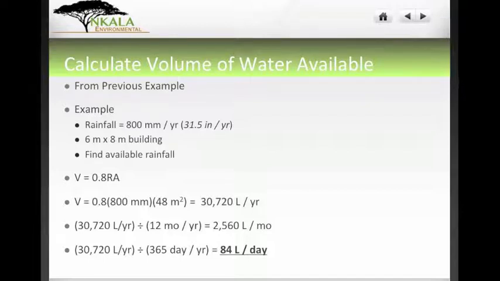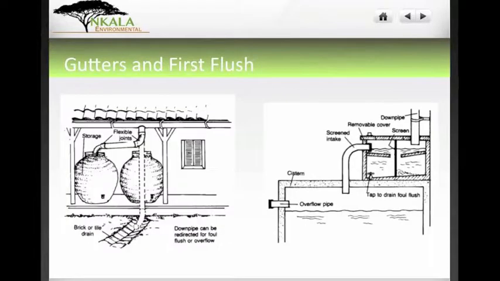Now we know how much volume of water we can expect that is available to us based on the size of our roof and the average amount of yearly rainfall, 84 liters per day.